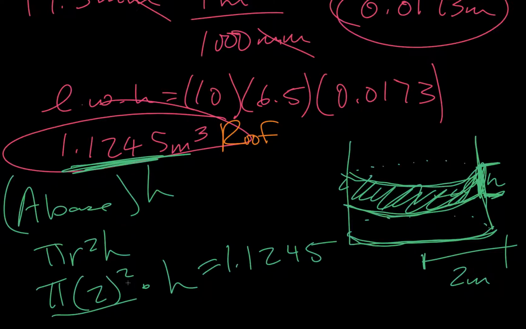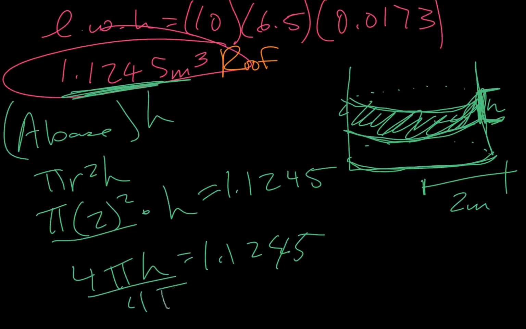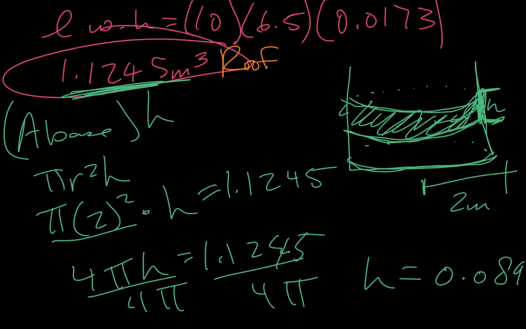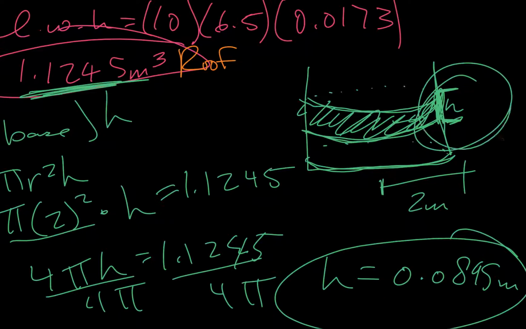So let's simplify a little bit though. So that's just going to be 4 pi h divided by 4 pi, divided by 4 pi. And h equals 0.0895 meters. And so that's the amount that this would change. All right, that's kind of a weird problem. If you need additional help, come to Math Lab, but for now, calculator.